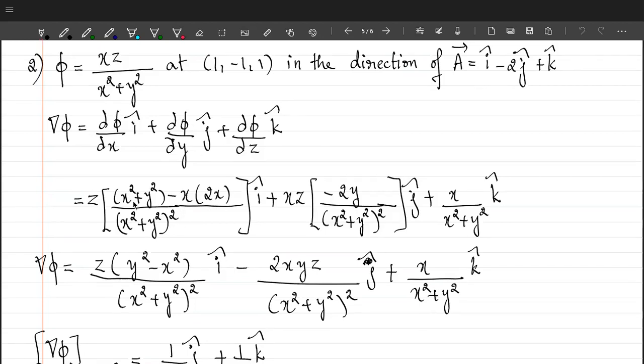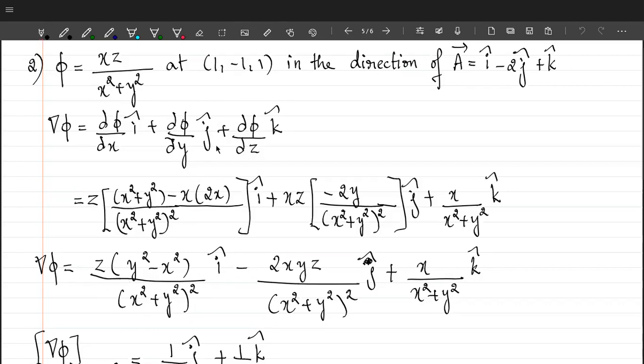Now, if you simplify this, you get x² + y² minus 2x². So one of the x² terms will cancel. So I think you should get z into (y² − x²) divided by (x² + y²)² into i cap. So this is your first term.